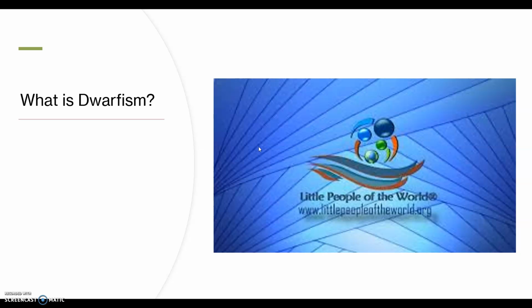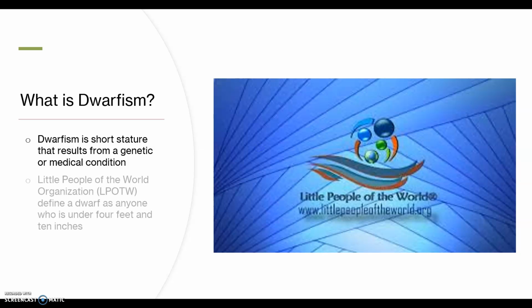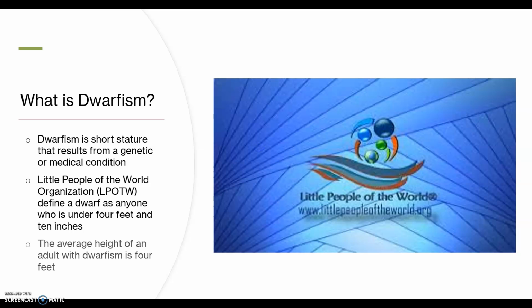So what is dwarfism? Dwarfism is short stature that results from a genetic or medical condition. The Little People of the World Organization, or LPOTW, defines a dwarf as anyone who's under 4 feet and 10 inches. The average height of an adult with dwarfism is roughly 4 feet tall.